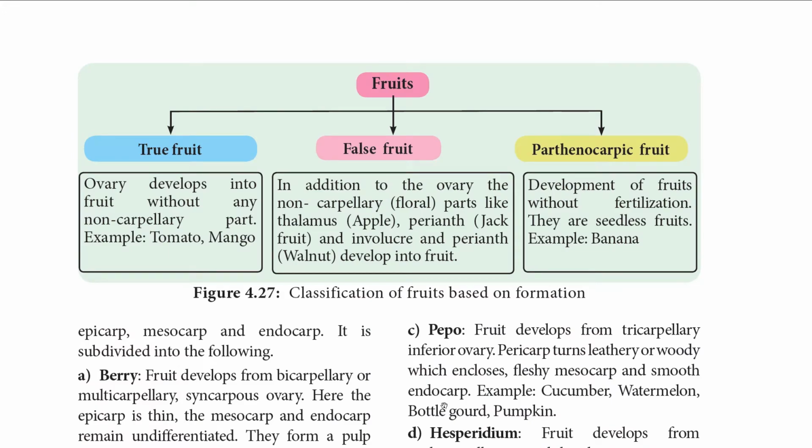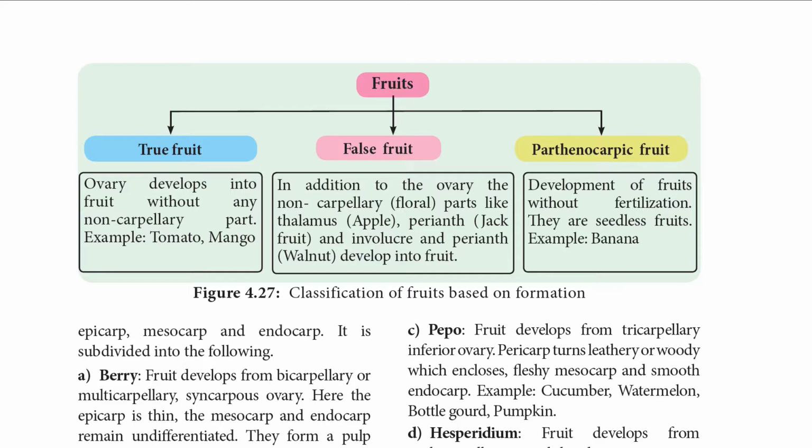Based on formation, fruits can be classified into true fruit, false fruit and parthenocarpic fruit. When the ovary alone develops into a fruit without any non-carpellary part, it is called a true fruit. When the ovary develops into the fruit, it is a true fruit.